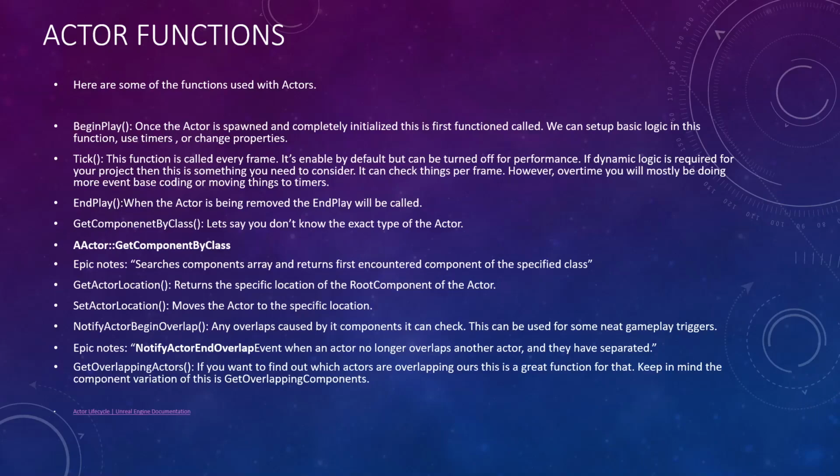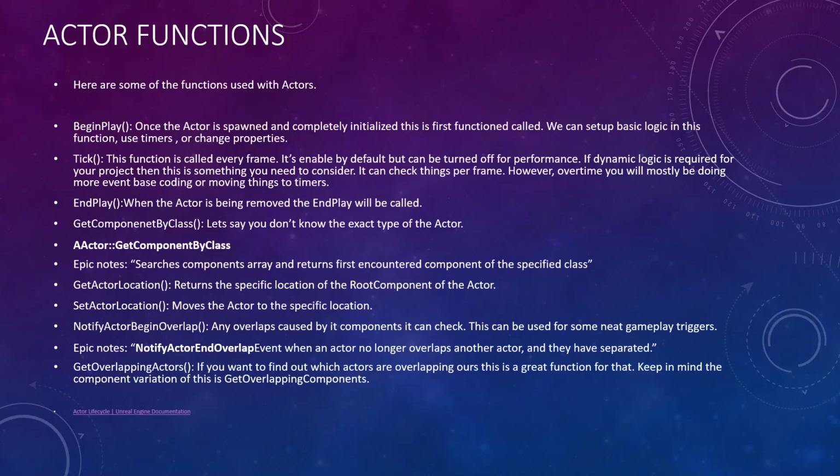The next thing that we can look at is get component by class. And let's say, for example, if you don't know the exact type of the actor that you're calling for, you can use get component by class. You can search for components, and it will return the first encountered component of the specific class. So you can search for the components in the array, but then at the same time, it will also return the first encountered component. So this is really useful depending on the use case of your project. So I encourage you to also go on the internet and look this up in depth.